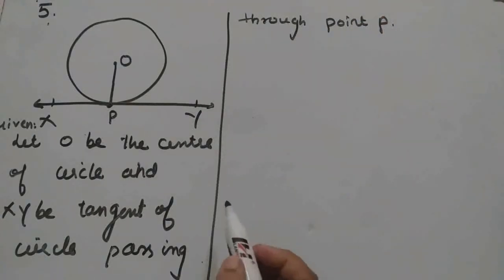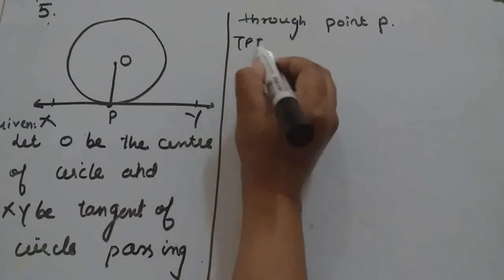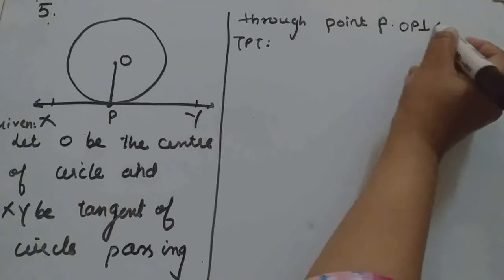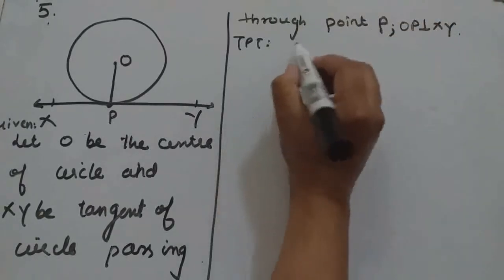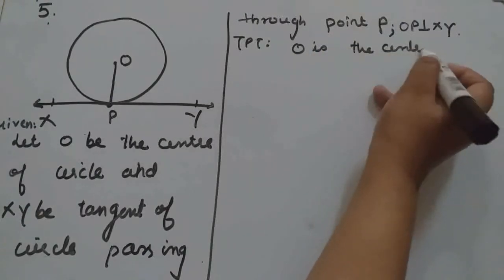Okay, now see, this we should prove. To prove that, one more thing is given: OP is perpendicular to XY. This is also given. And what we have to prove? O is the center of the circle.